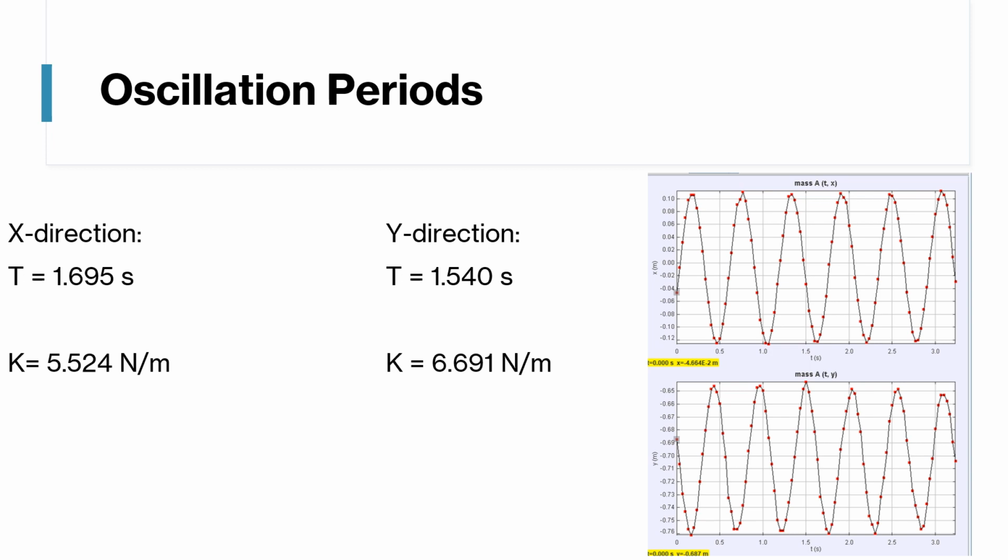Lastly, we could look at the oscillation periods for the x and the y direction. This is done by taking the distance between the two peaks and the time it takes to reach them. For the x direction, we can see that this is 1.695 seconds, and the y direction is 1.54 seconds. Along with this, we could also find the spring constant in each direction by using the equation from the video earlier, which is 4 pi squared times mass over time squared. From this, we can see that in the x direction it is 6.24 newtons per meter, and in the y direction is 6.691 newtons per meter.